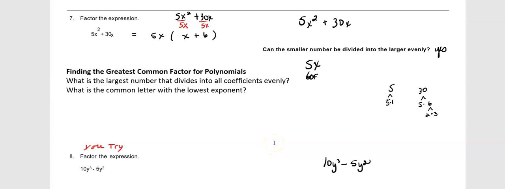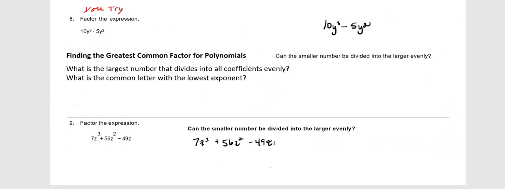Now, you try the next question, number 8. Pause the video, then replay, and you will see the answer. So our answer is 5y squared times 2y minus 1.